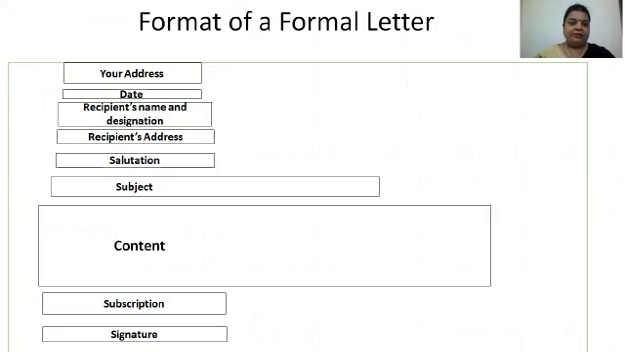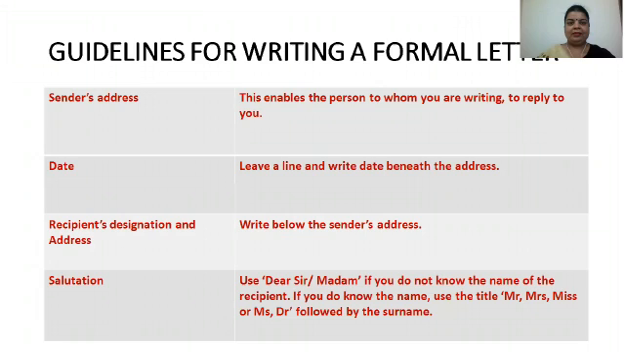Here is the format of a formal letter. We begin writing the formal letter by mentioning the address of the writer on the left hand top corner of the page. So we'll begin with the writer's address, date, designation of the recipient. You can also mention the name of the recipient if you are aware of, the recipient's address, salutation, subject, content, subscription, and the signature.